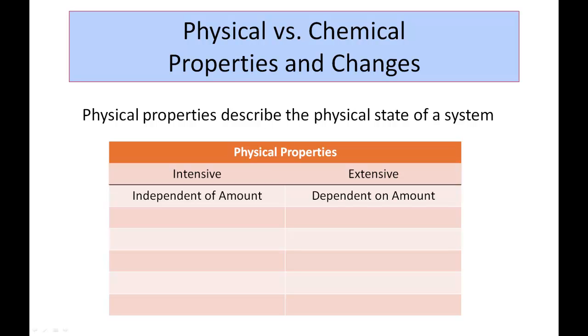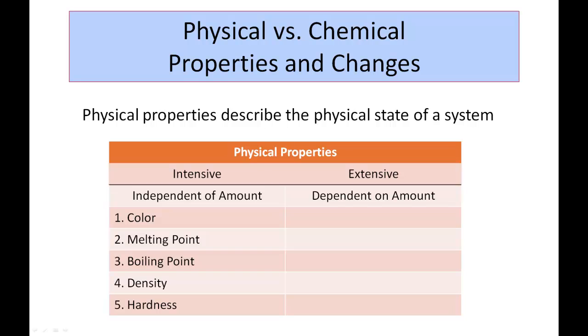Let's go through some examples of intensive physical properties first. Color. Notice it is independent of the amount of substance you have to observe its color. Whether it's long or short, or tall, or big or small, it's still going to have the same color. Notice we also don't have to change the substance to see its color. Melting point, boiling point, density, and hardness. All five of those you can observe without changing the substance, and none of them will change whether you have a small amount of the substance or a large amount of the substance.